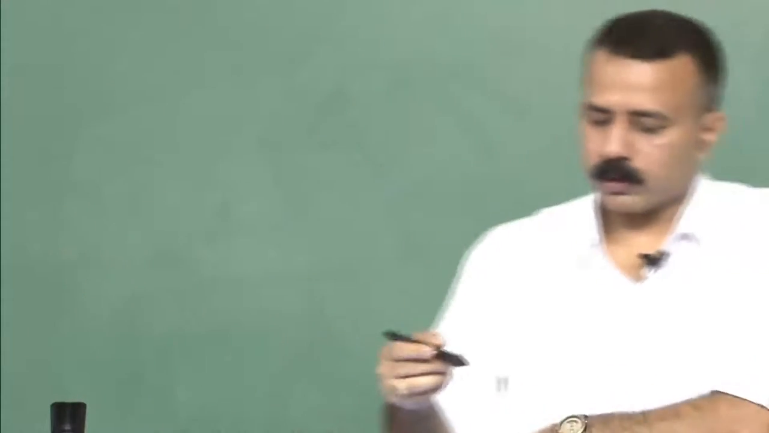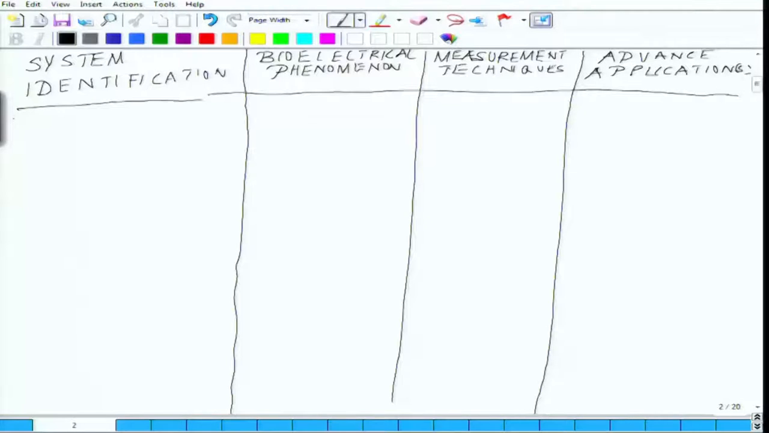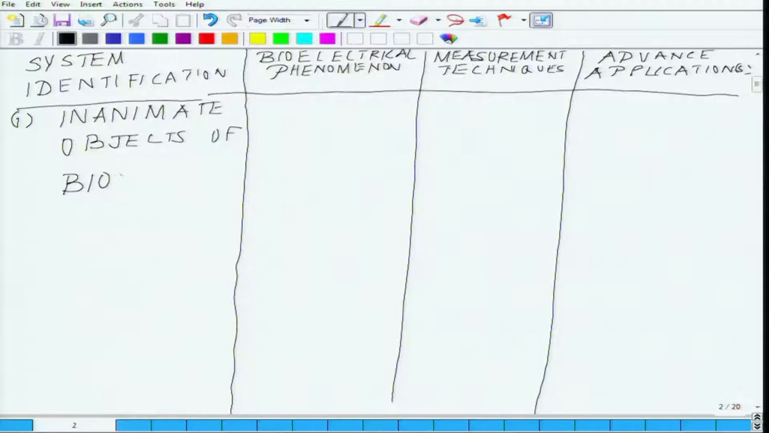So, coming back to the first part, system identification. This is our system 1. Basically we will be talking about inanimate objects of biological origin as the first one.